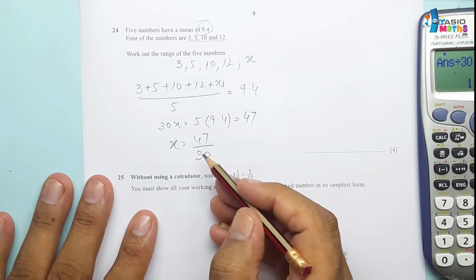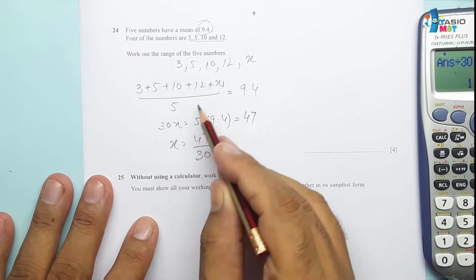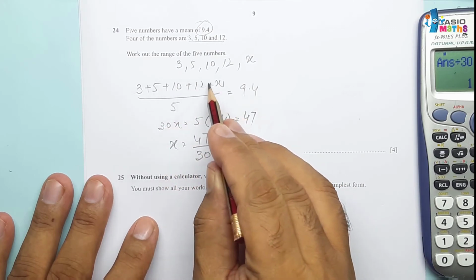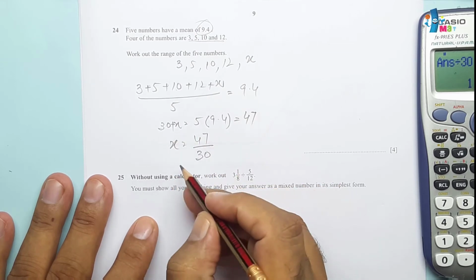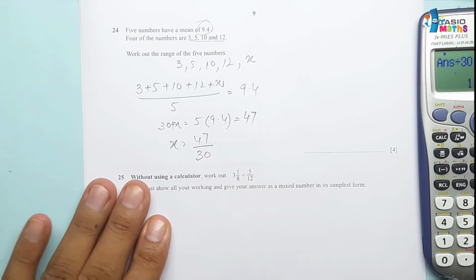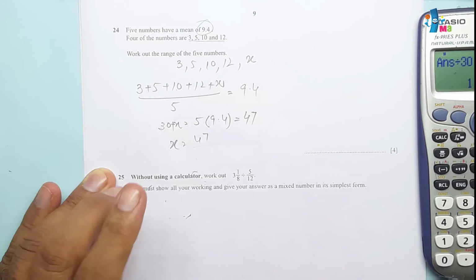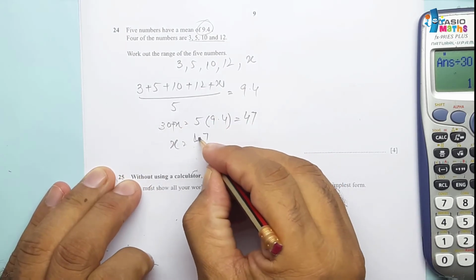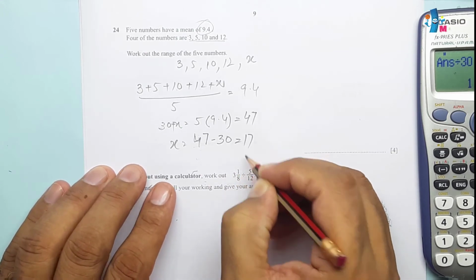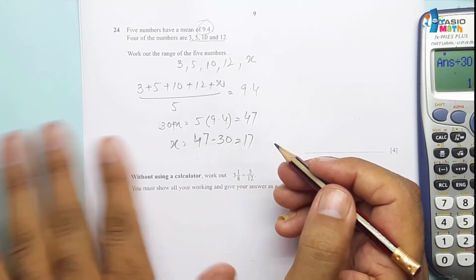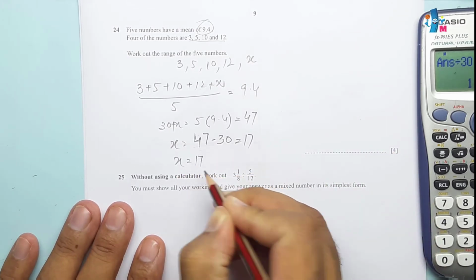Basically we are making a mistake. This is 30 plus x, it's not 30x. So we'll add 30 plus x over here, and this will not be divided by 30. This will be 47 minus 30, which is equal to 17. So the x value is 17.